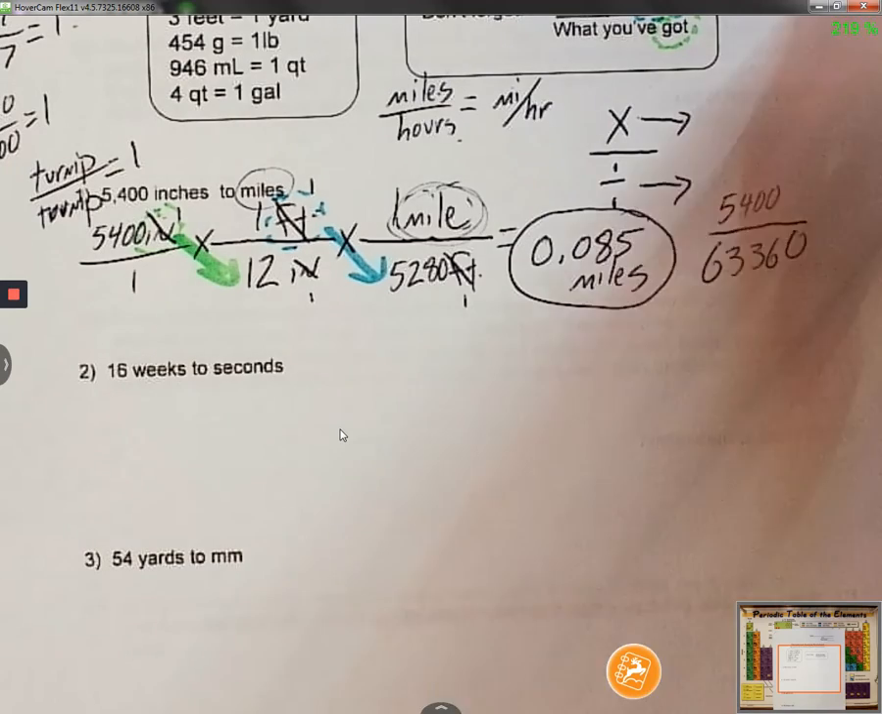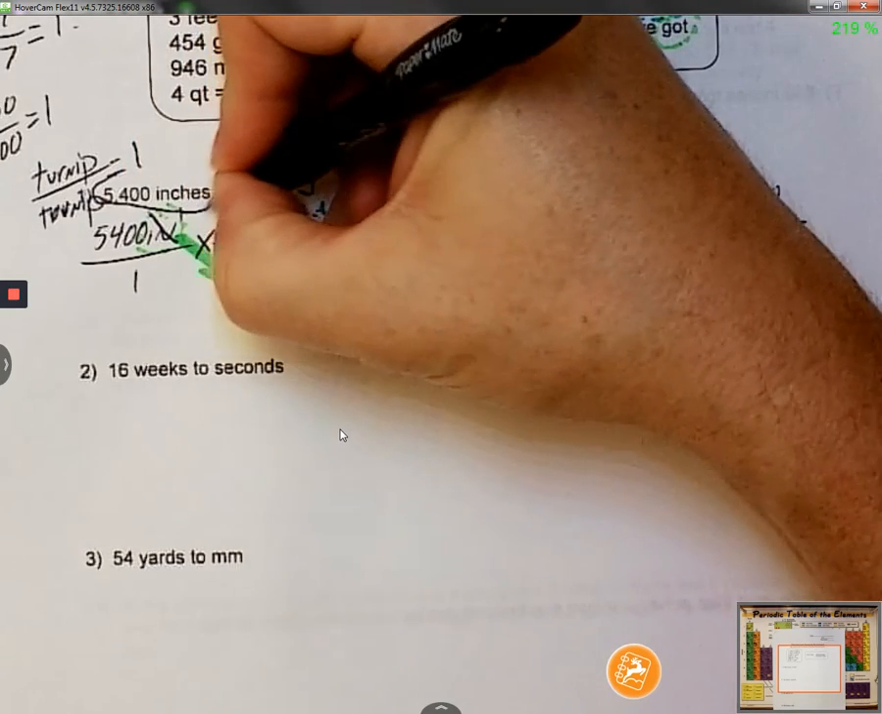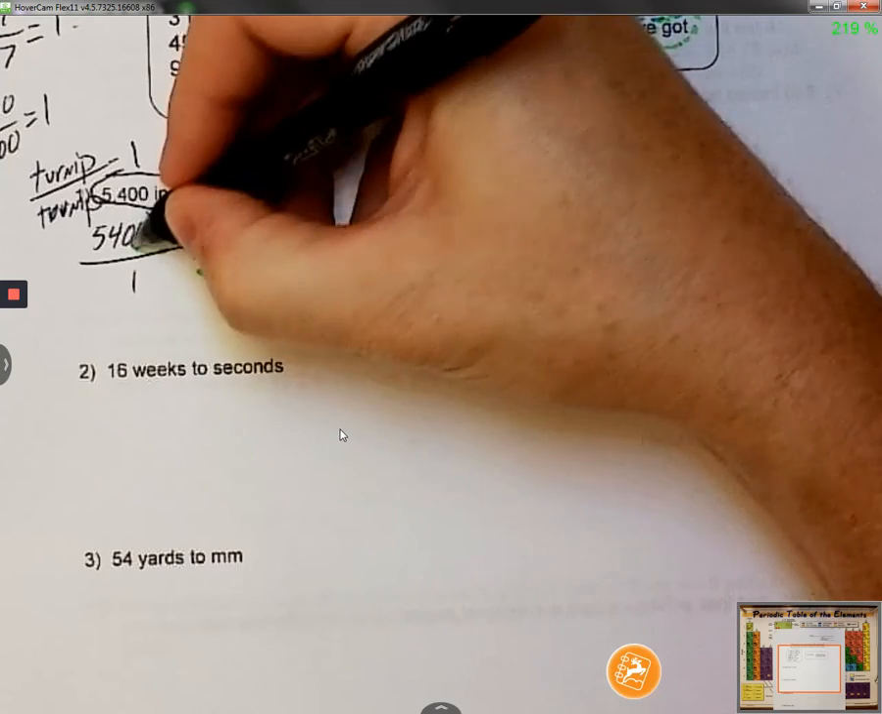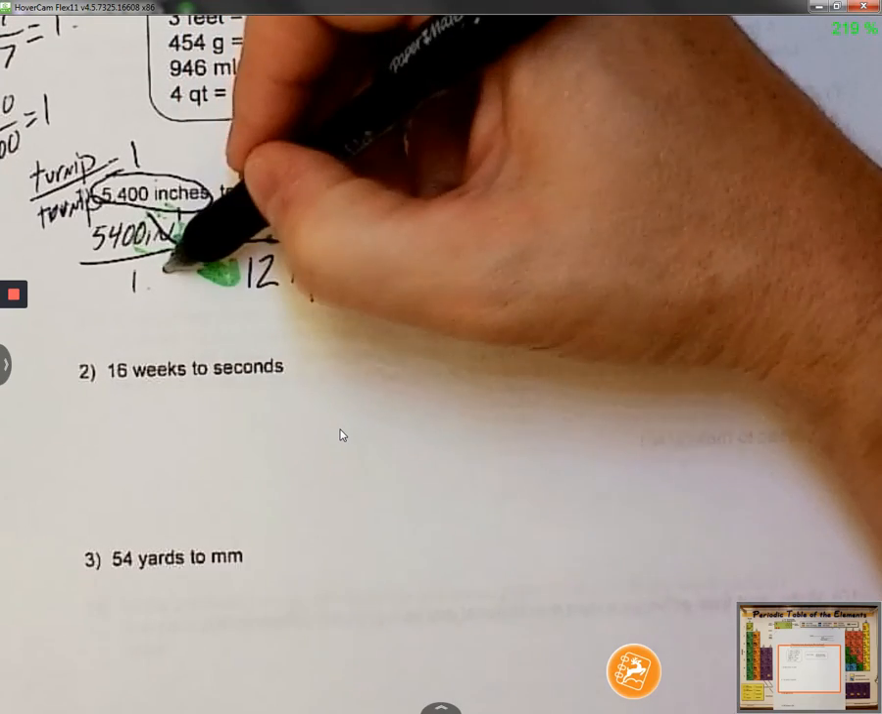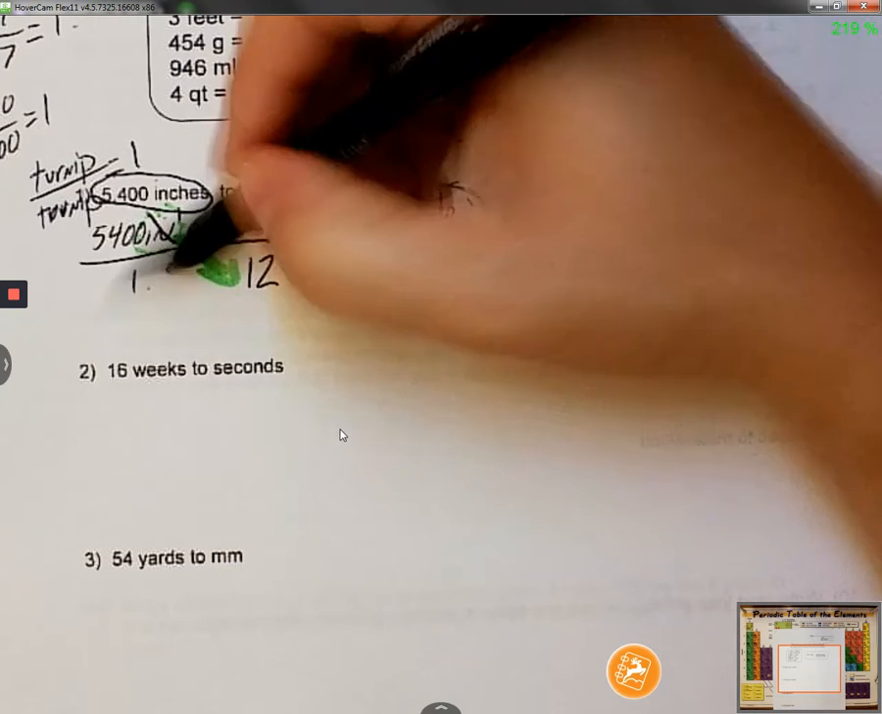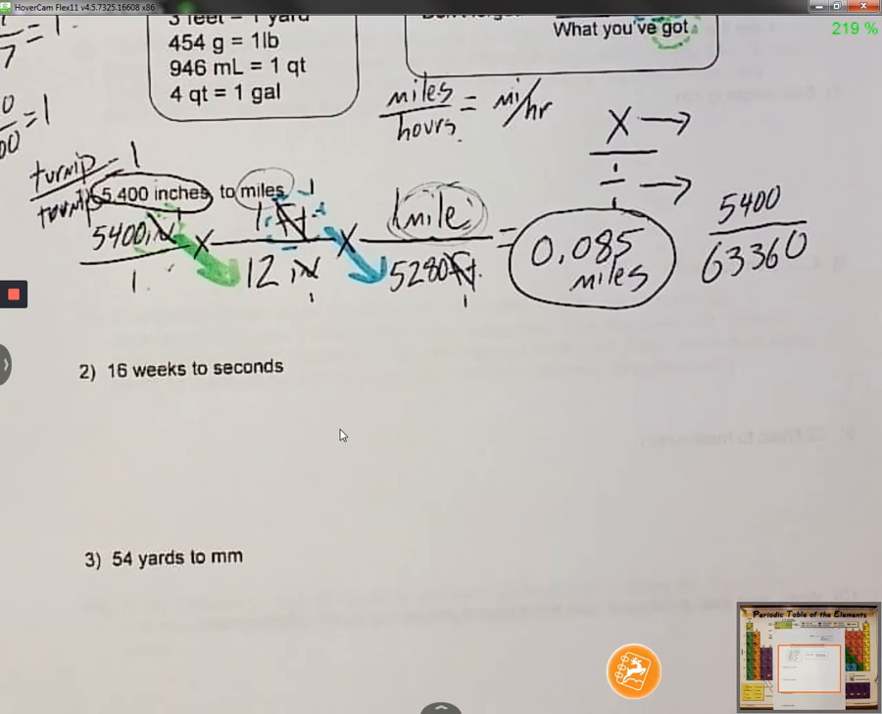Because in the problem, I'm given inches. And whatever I'm given goes on top. And you always put what you're given over 1. Okay? Yes, Josh? How do we turn weeks into seconds? We'll get there. We will get there.